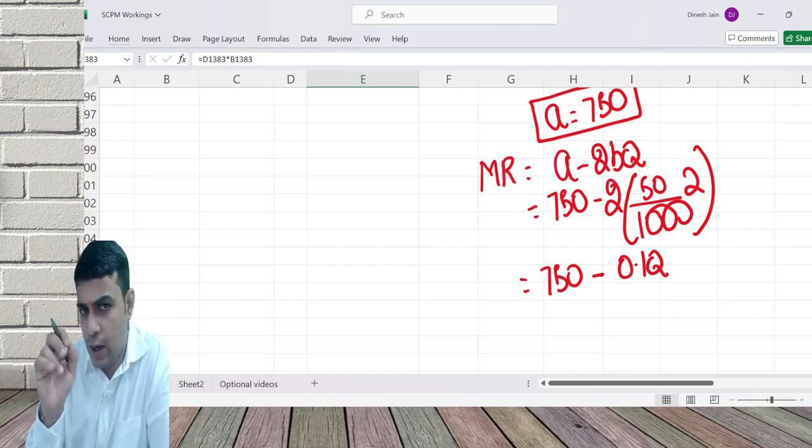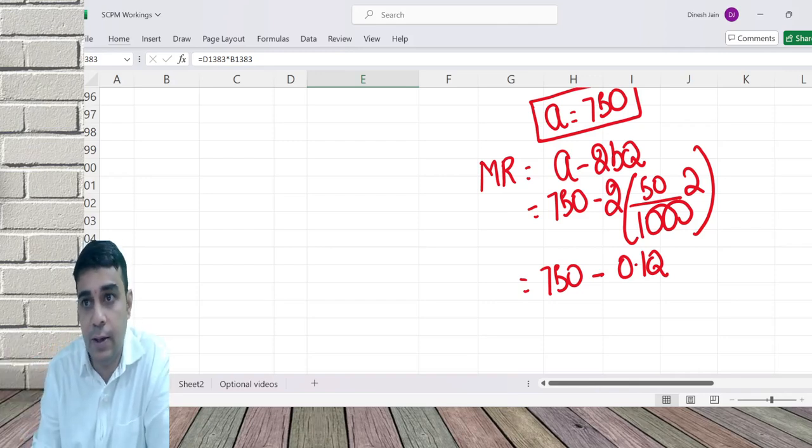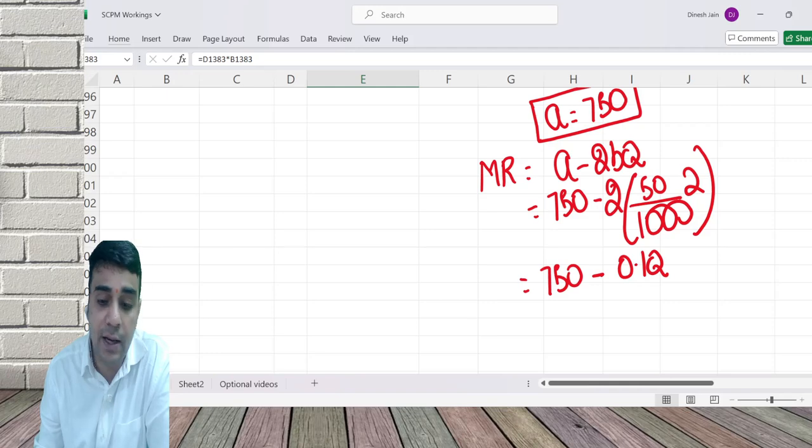If both are equal, it means you cannot earn more profits beyond this. It means you cannot earn extra profits. Till that level, you will keep earning extra profit. Till that level, MR means additional revenue.